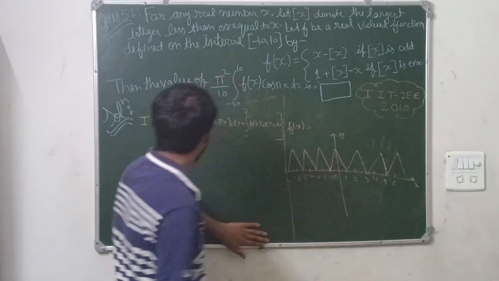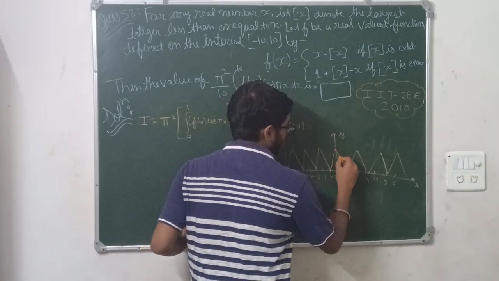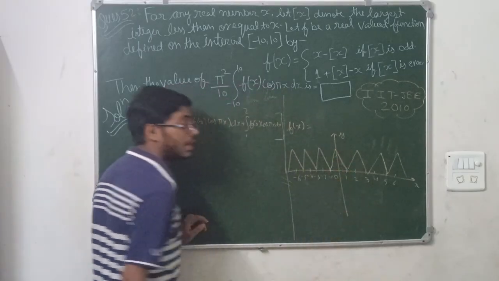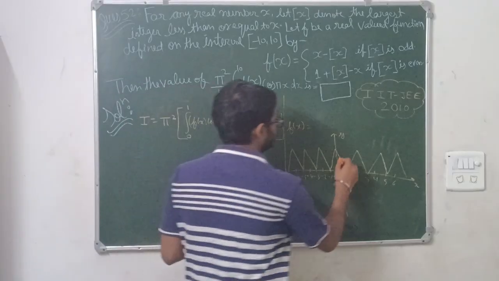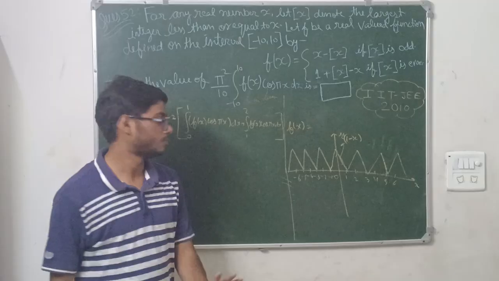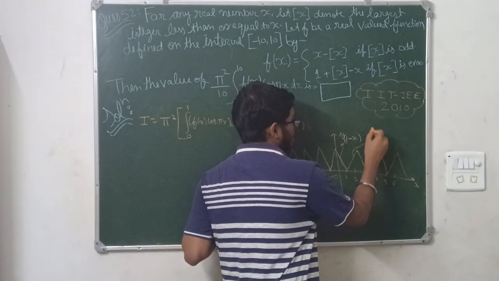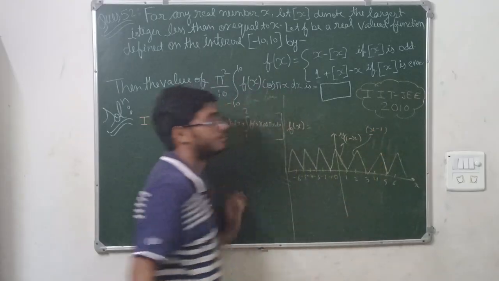So now see, for 0 to 1, what is the value of f(x)? For 0 to 1, this is the value, and which graph is it? It is a graph of y equals 1 minus x. This is the graph of 1 minus x. For 1 to 2, this graph is there. This is the graph of x minus 1.